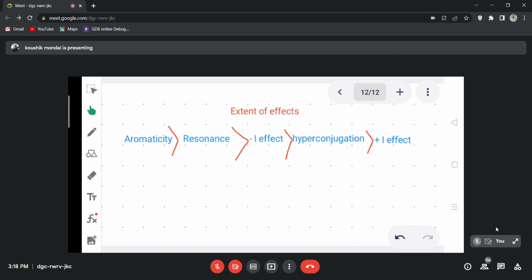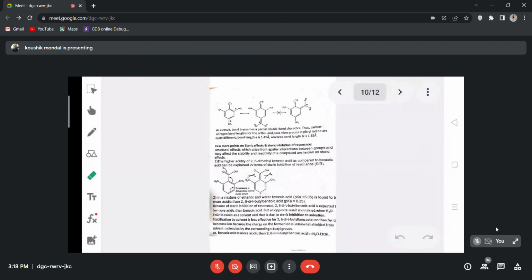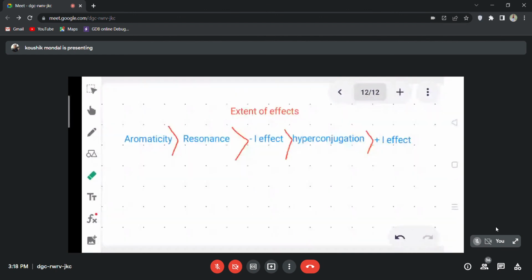Actually, I have not taught aromaticity. I have just given what the stabilization effects in molecules are and how these effects can stabilize the molecules. From aromaticity in your midterm exam, there should not be any question. So till this portion it will be our syllabus for midsem. Most of the syllabus has been covered.